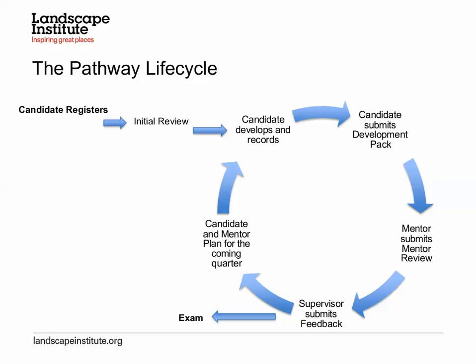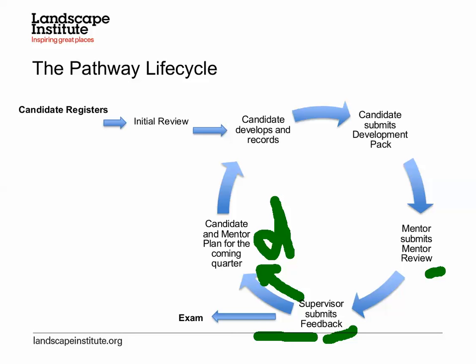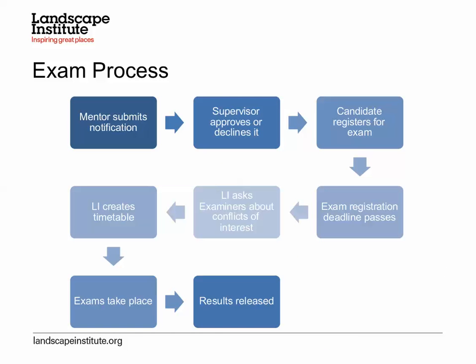Now we get back to the pathway life cycle. So the mentor submits the mentor review with the notification in it, at which point the supervisor does their feedback. And the supervisor has 2 options. They can either decline the mentor review, at which point you continue going back around the circle, or they can accept it, at which point you can then register for the exam. So I've got all that summarised in this snazzy little table. So we go through from submitting the notification to approving or declining it.